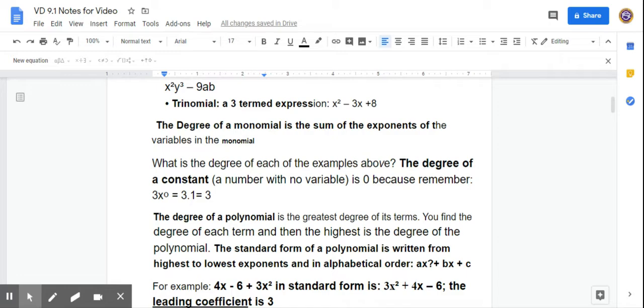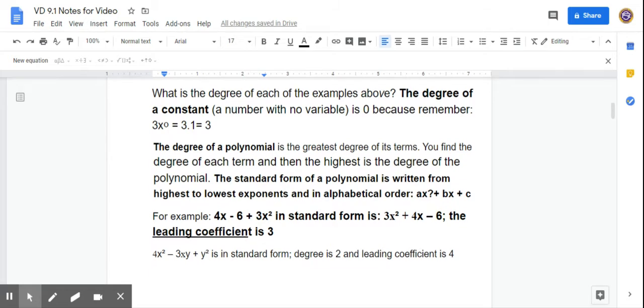So for example, if you had 4x minus 6 plus 3x squared, and I told you to write it in standard form, you write it in alphabetical order, so there's only x's, and then from highest to lowest exponent. So your highest exponent is a 2, so 3x squared would be your first term. 4x would be your second term because x has an exponent of 1 there. And 6 would be your last term because its degree technically is 0 because it's a constant.